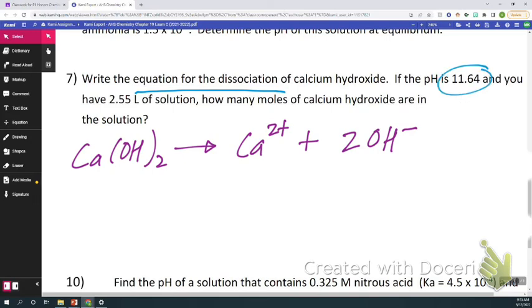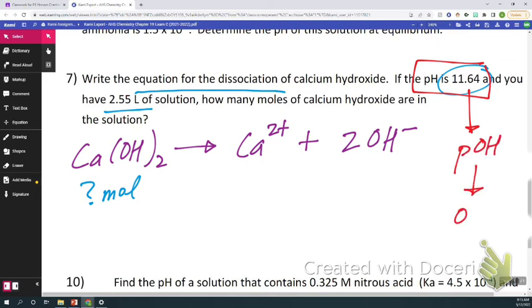If the pH is 11.64 and you have a 2.55 liter solution, how many moles of calcium hydroxide are in the solution? They want moles. So what do you need to do? This is pH. Oh, and you have 2.55 liters of solution. That's the pH. Now, you know what I can do to the pH? I can change it to the pOH, and you know what I can do with the pOH? I can change it to the OH-.